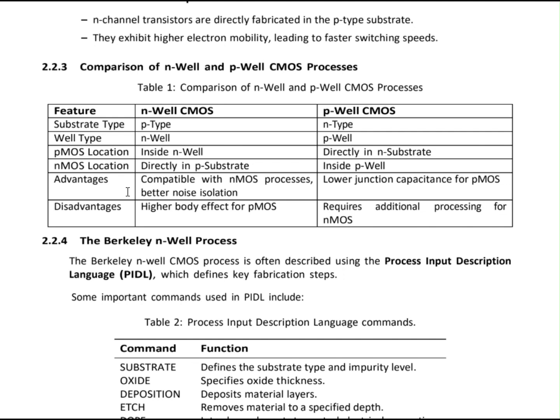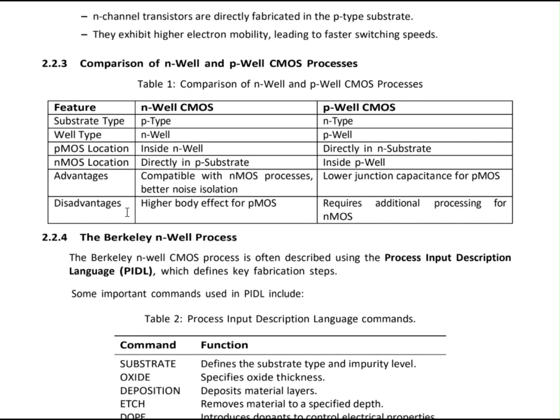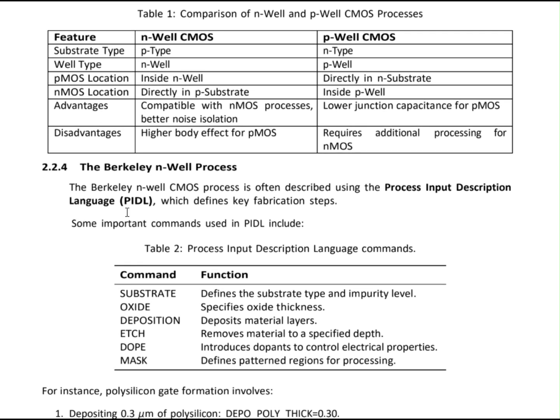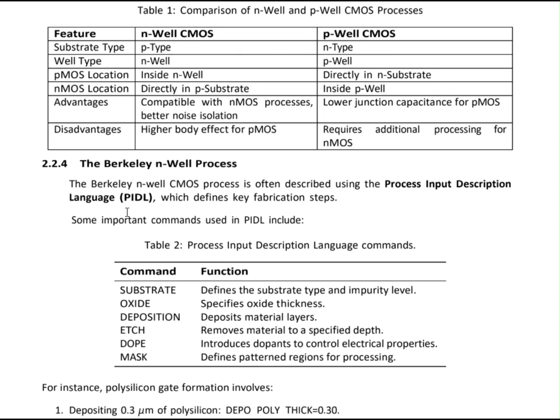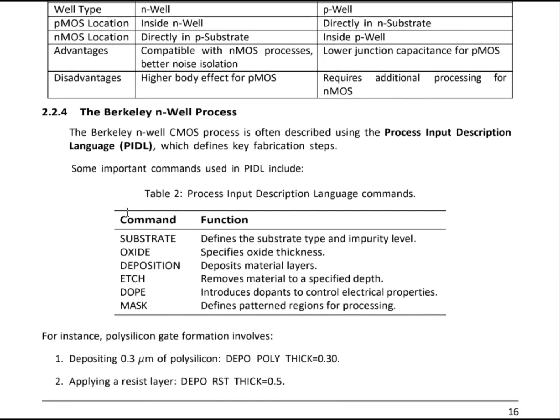The advantages: N-well is compatible with NMOS processes and gives better noise isolation, and P-well CMOS has lower junction capacitance for PMOS. The disadvantage would be higher body effect for PMOS, and for the P-well process it requires additional processing for NMOS.